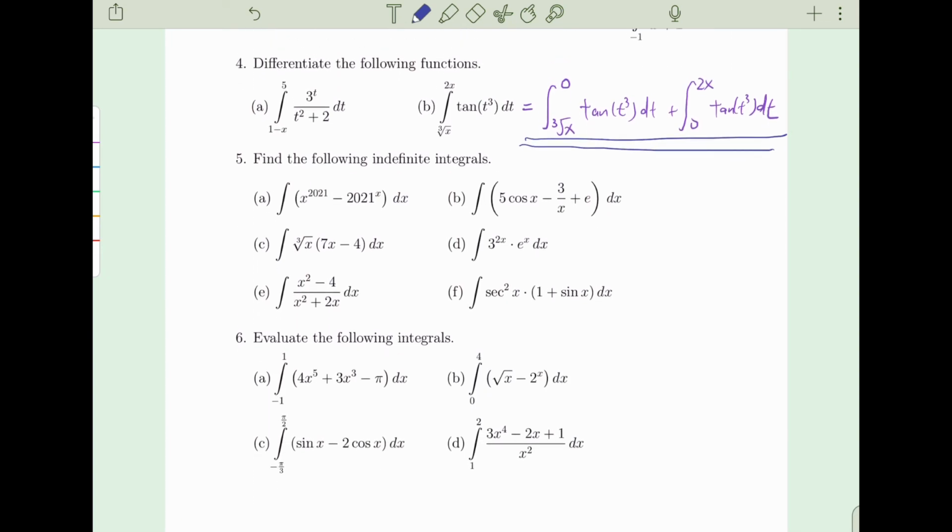Now let's move on to question 5 and question 6. I don't think I have enough time, but let me choose a question here to work on. I think maybe D and F, that is difficult. Okay, so D here.